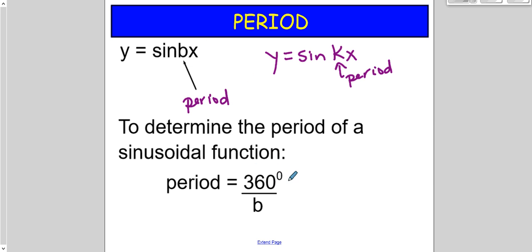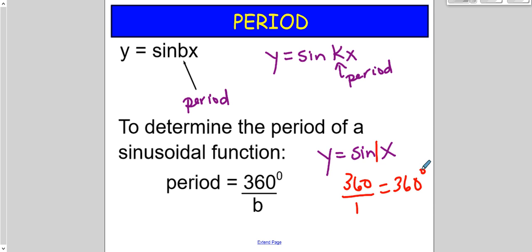Now, to determine the period of the sinusoidal function, what we want to do is take 360 and divide it by the number that comes in front of that X. So before, when we were seeing, for example, y equals sine x, there isn't a number in front of that x because it's always assumed to be a 1. And so if you did 360 divided by 1, of course, you'd end up with 360 degrees. So in order to figure out the period for any other function, if there is a number in front of that x, we're going to take 360 and divide it by that number, and then that will help us figure out what the period is.